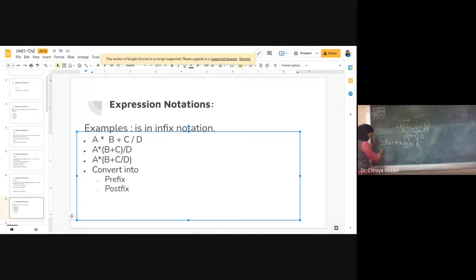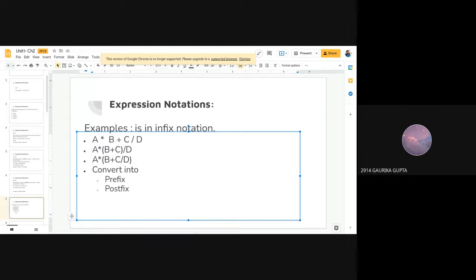This is prefix. And what is postfix? Again, BC plus, D slash, BC plus, this is BC plus, which is A part, slash D, so D slash, and then A star. A star. Yes? Yes, ma'am. Same. So this is postfix.